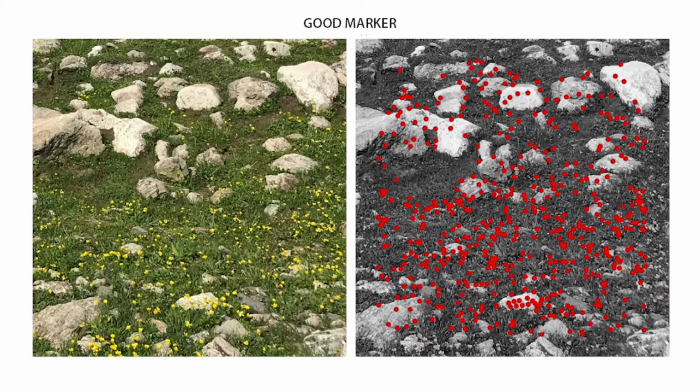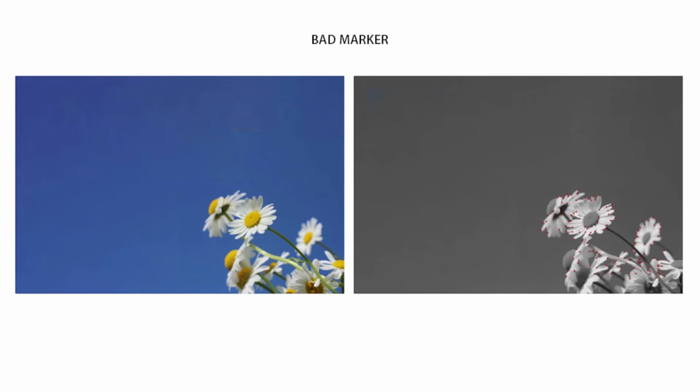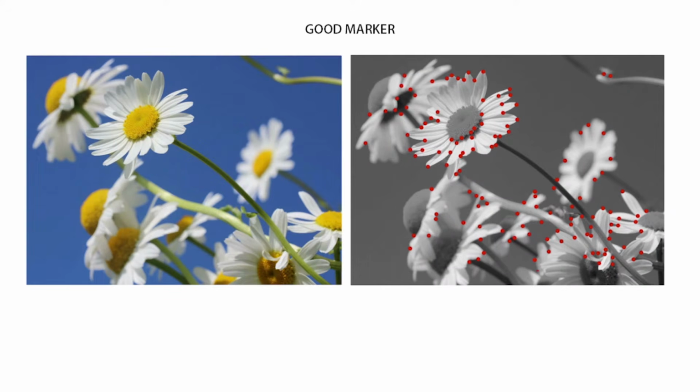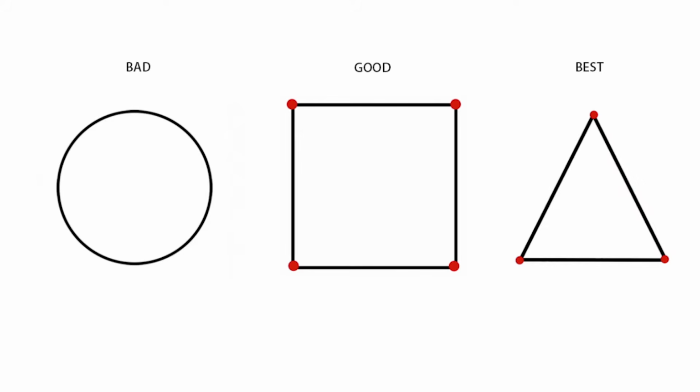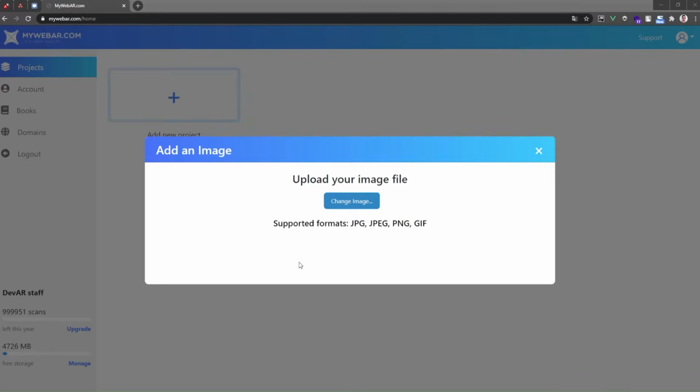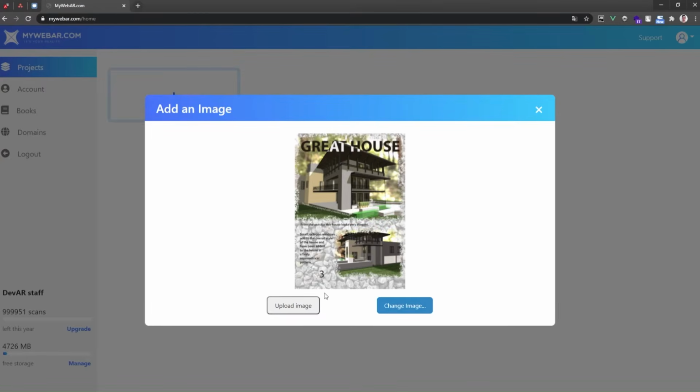High level of detail. The more unique objects there are on the image, the better it will be recognized. Anchor points distribution. For best results, the anchor points should be evenly distributed across the image. Use square or angular shapes as they produce more points. Now that our image meets all of the requirements, let's upload it.